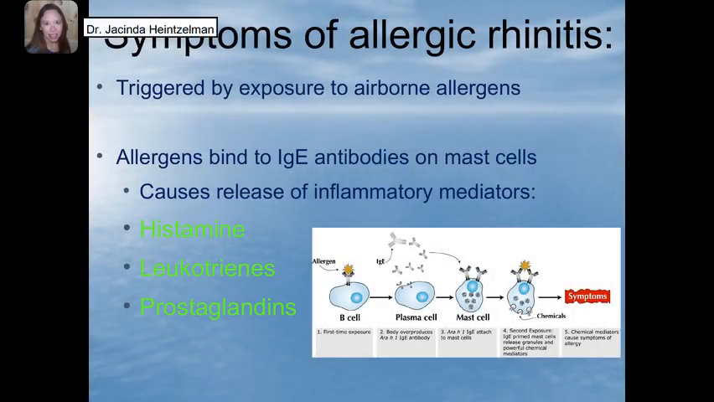The signs and symptoms of allergic rhinitis really come down to the pathophysiology of what's happening in the body. Remember, the symptoms are going to be triggered by being exposed to an allergen that is airborne. And now the patient is going to have antibodies binding to that allergen, and it's going to trigger this whole release in the body. So the allergens are going to bind to IgE antibodies on the mast cells. And what does that do? Well, that's going to cause the release of those inflammatory mediators such as histamine, leukotrienes, and prostaglandins.